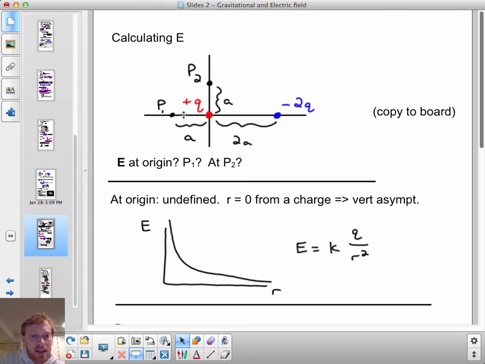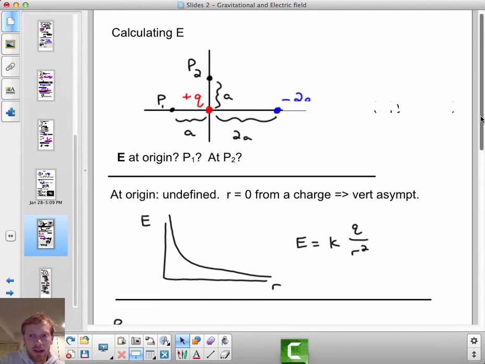That a there is the distance between that location in space and that positive charge that is creating that contribution of electric field there.